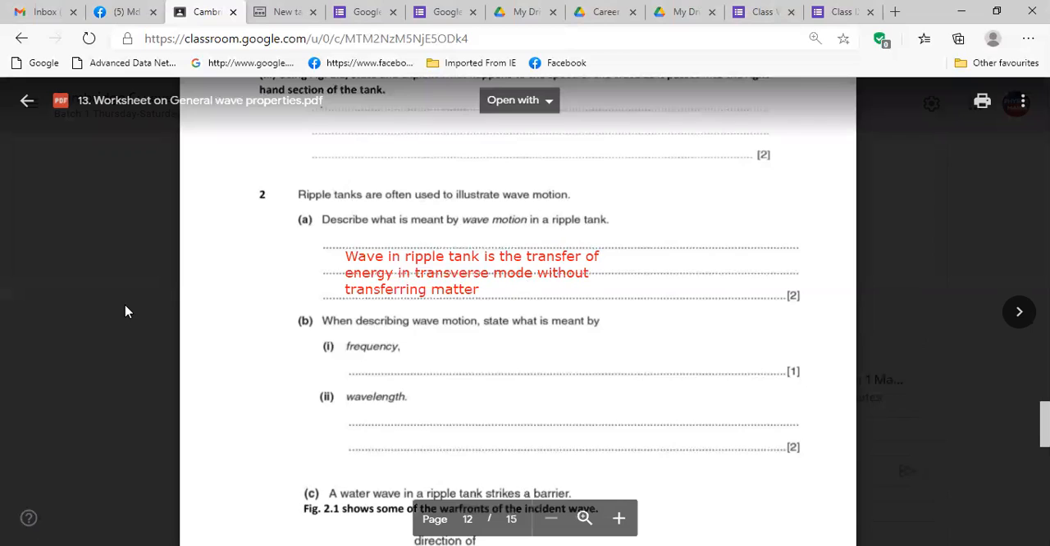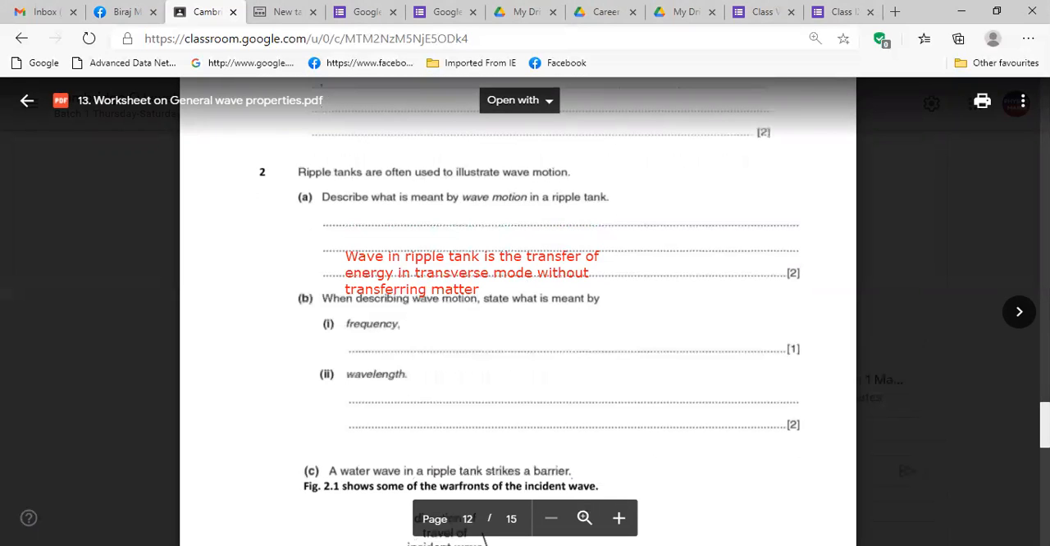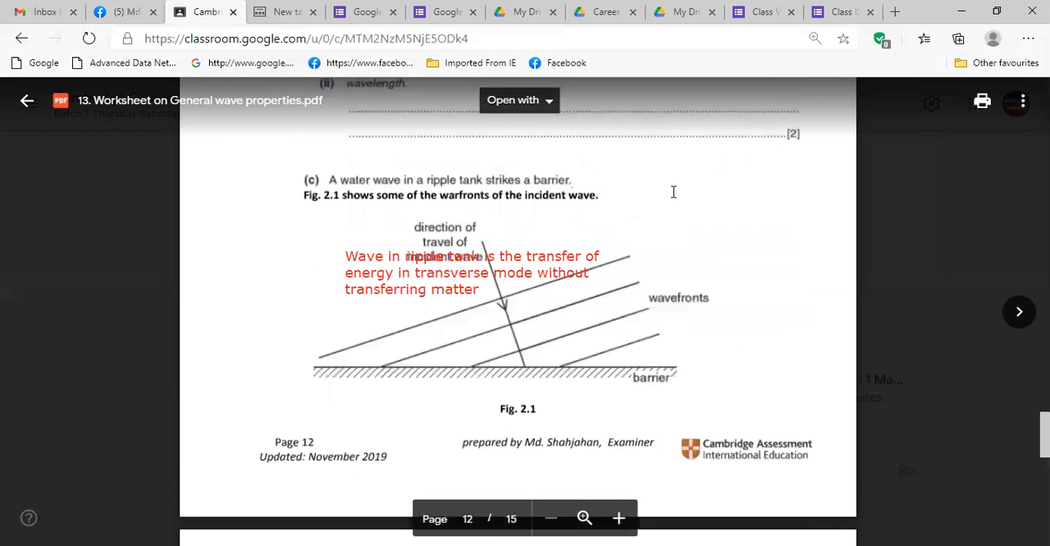Now in question number 2, I told you to try part C. Can you read this part, please? C. A water wave in a ripple tank strikes a barrier. Figure 2.1 shows some of the wavefronts of the incident wave.